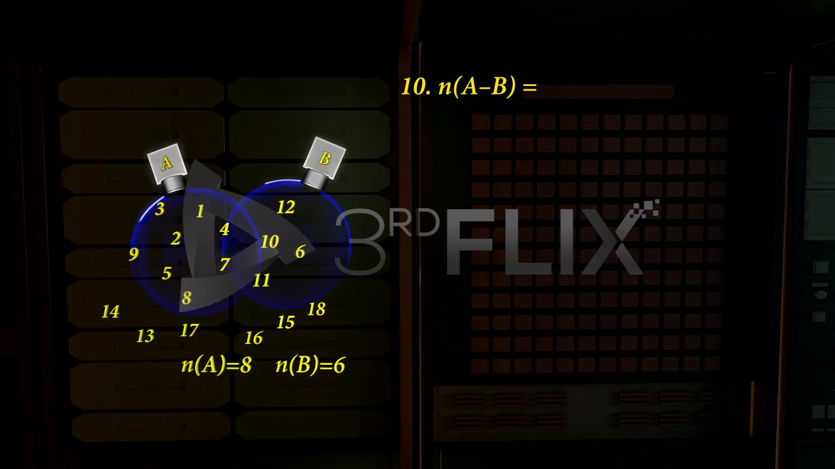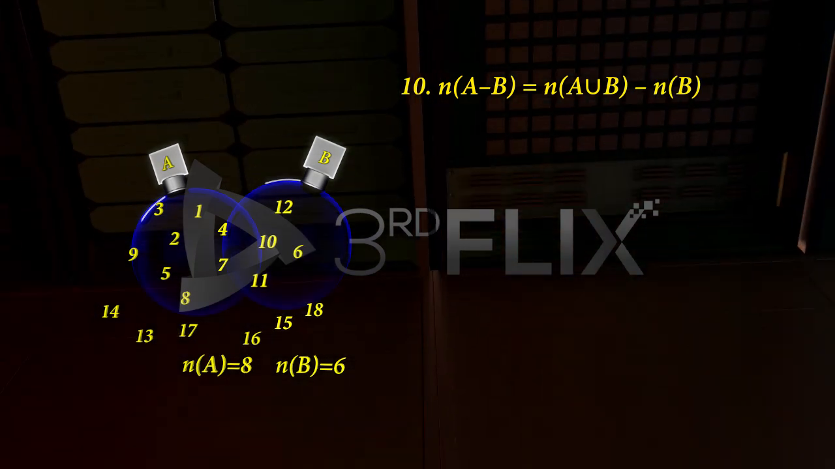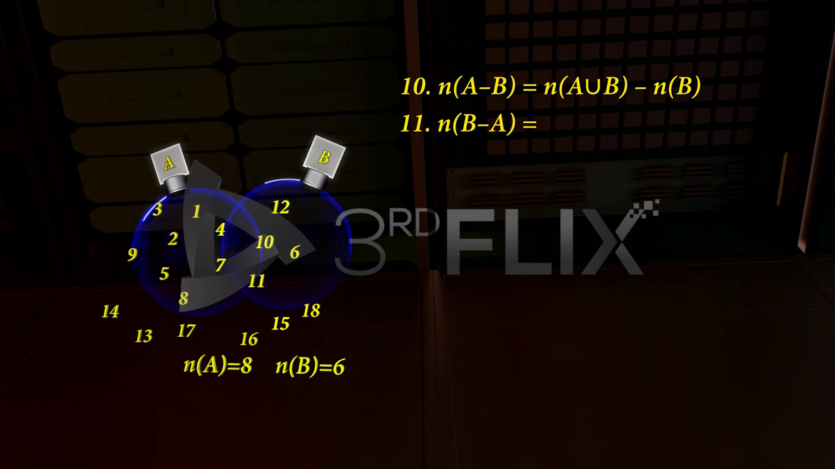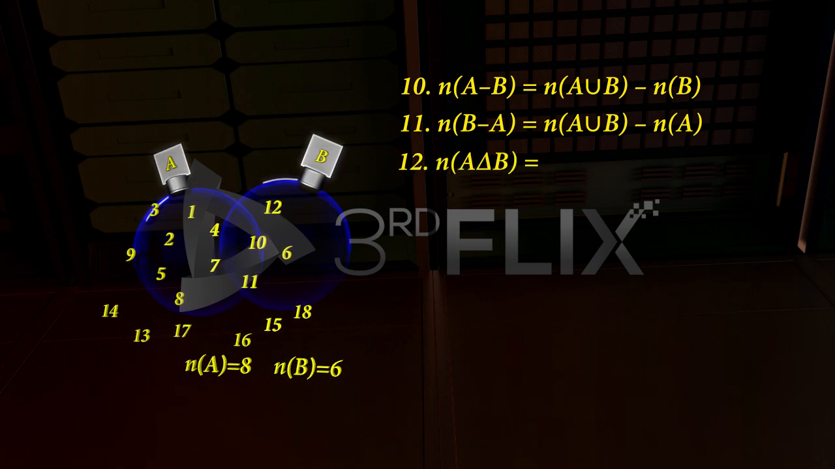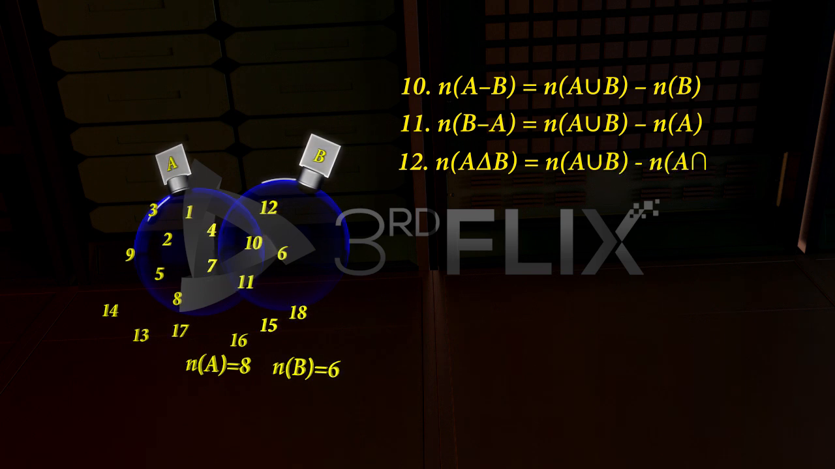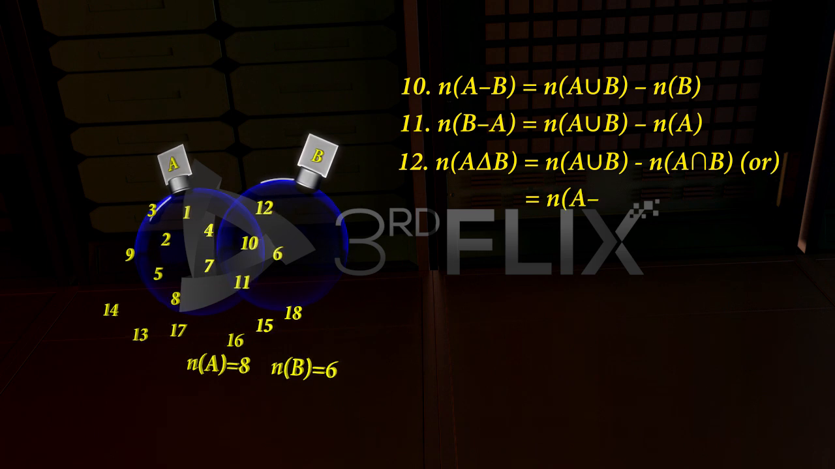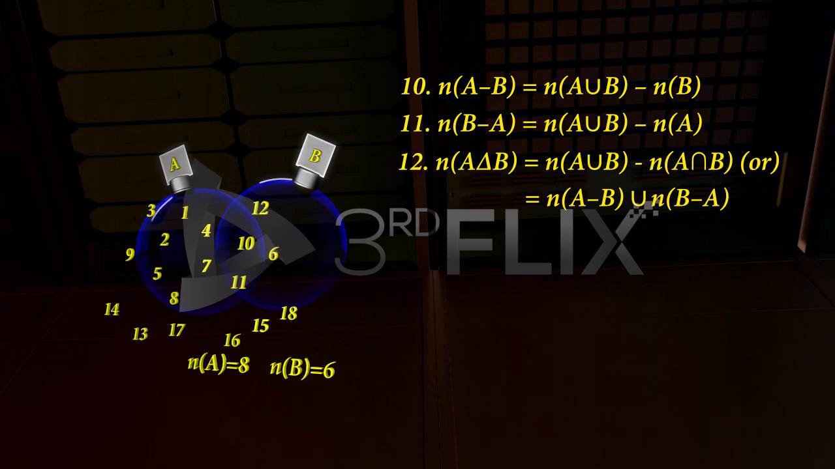n(A minus B) equals n(A union B) minus n(B). n(B minus A) equals n(A union B) minus n(A). n(A delta B) equals n(A union B) minus n(A intersection B), or equals n(A minus B union B minus A).